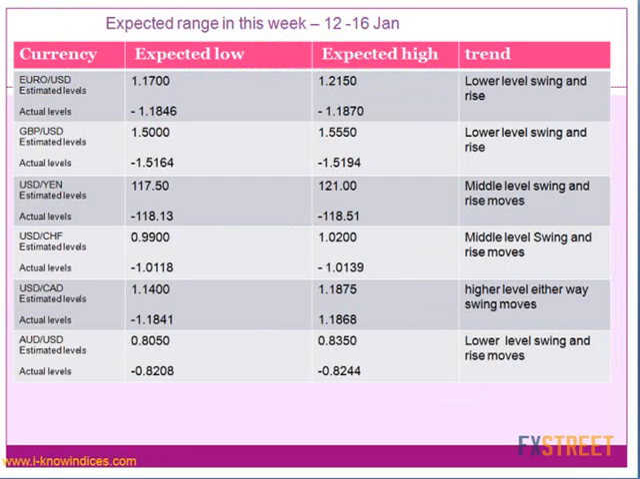Now with regard to the levels in the market, the expected range in this particular week, they may come down to that 1.17 area and then the high could be 1.2150. So lower level swing and that may lead to a small rise during this particular week. And the range in which they are expected to make swings in the case of GBP is 1.50 to 1.55.